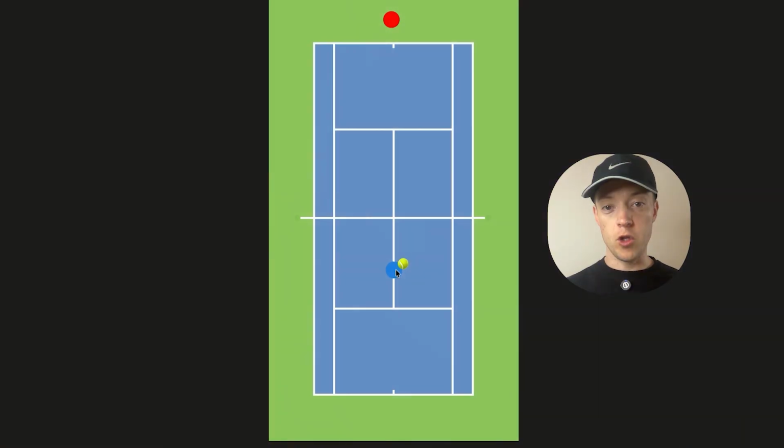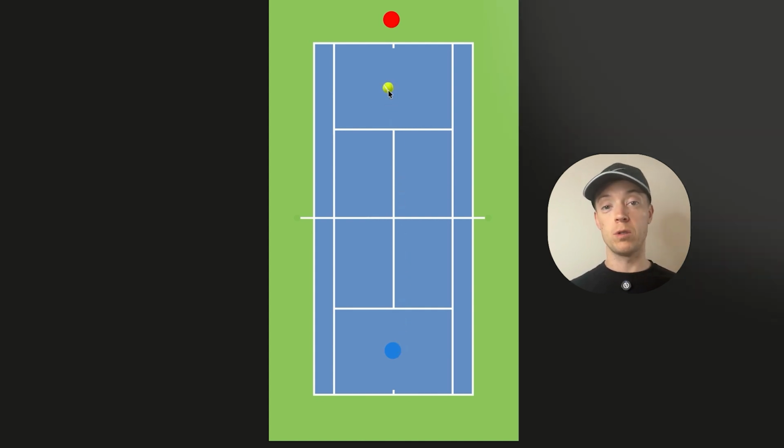Again, I like to keep things as simple as possible. If you are here, that is an offensive overhead. If you are roughly on or behind the service line, that is more of a rally overhead. If you're starting to get really far behind the service line, you're in the middle of no man's land, that is a defensive overhead that you should just be tapping back in the court. Just changing your mindset in this area can massively help your overheads.